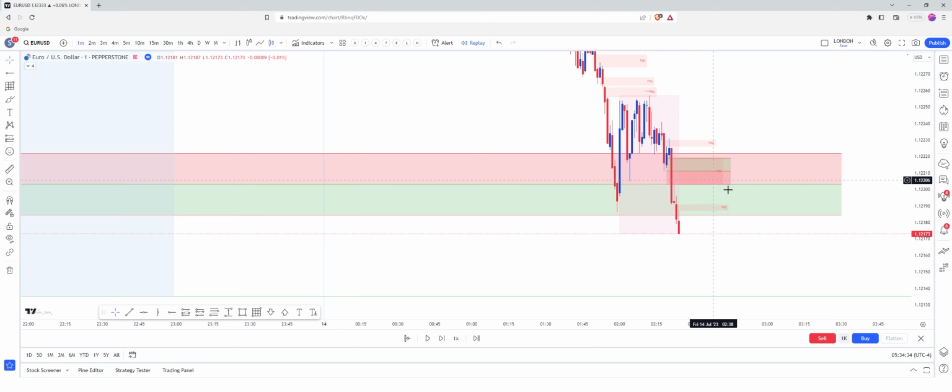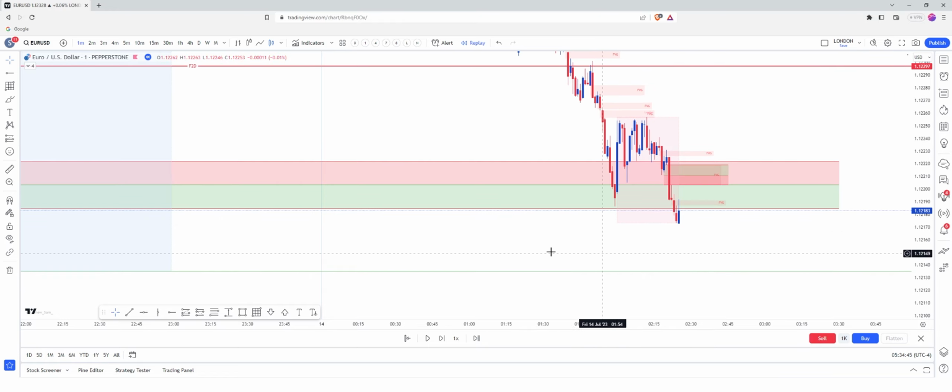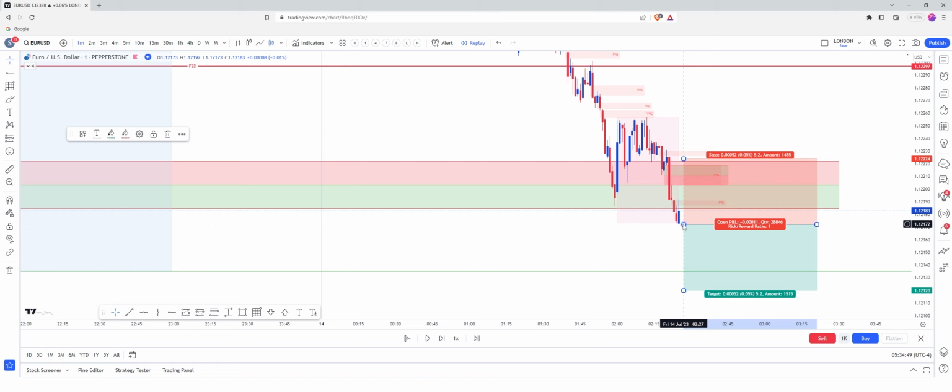Price has not tapped that fair value gap yet. It's left another fair value gap. Come in, respected this fair value gap. If you're very aggressive, you could take a short position here. Stop loss above the first candle that created this fair value gap.